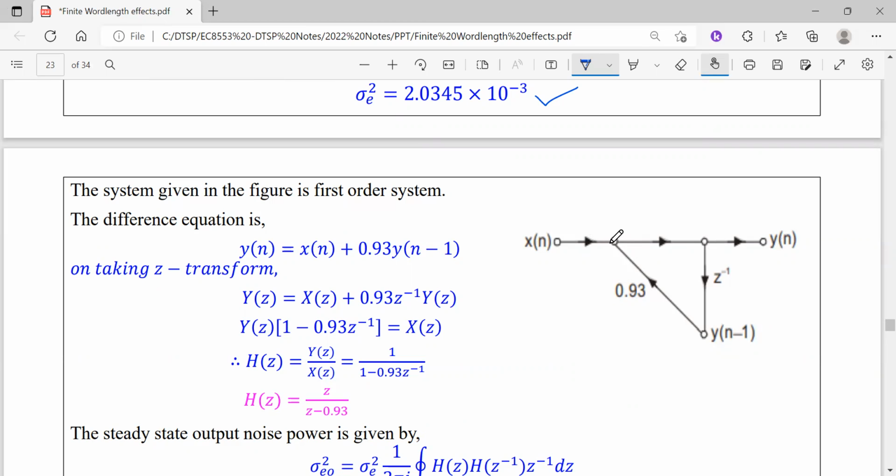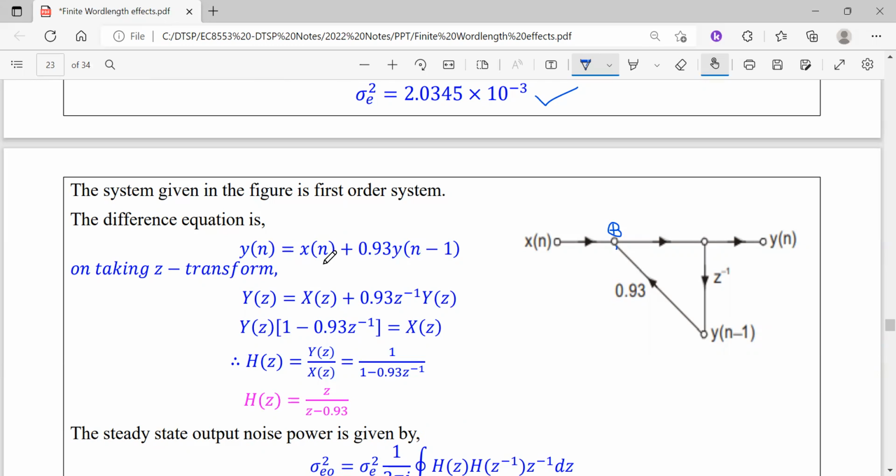So this 0.93 y of n minus 1 and this x of n are added together. Here we have an adder. So these two get added together to obtain the output y of n. It can be represented as a difference equation in this form: y of n is x of n plus 0.93 y of n minus 1.